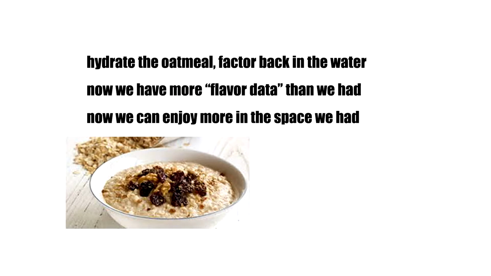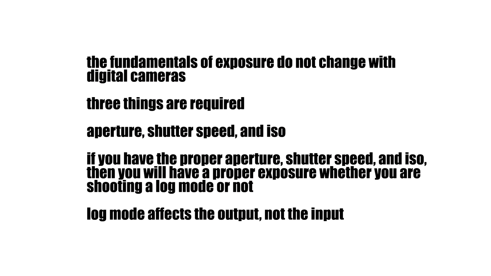The main point of this video is really to say that the fundamentals of exposure do not change with digital cameras. You still need three things, and these are your aperture, shutter speed, and ISO. That forms a triangle, and there's plenty on the internet about what a proper exposure is. With a digital camera, I'm not talking about RAW, I'm just talking about gamma curves and logs, the fundamentals of exposure do not change.